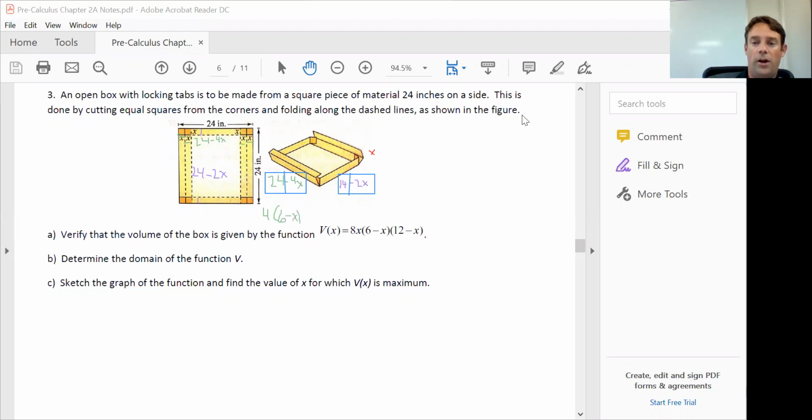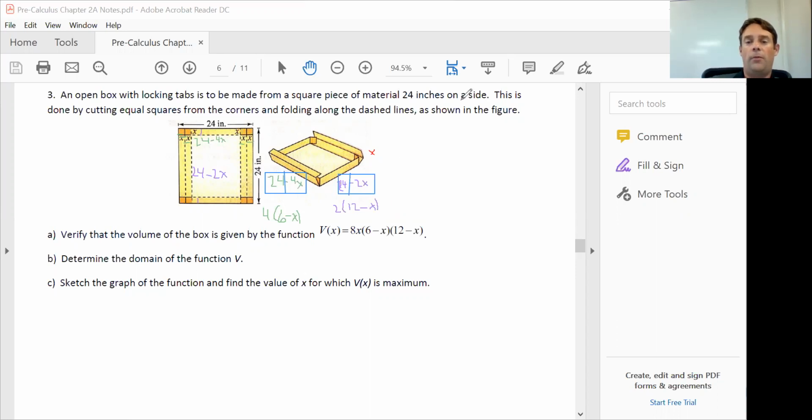If I pull a 2 out of here, it looks like I have a 7 minus x. I lied. That's a 24. Looks like I have a 12 minus x. My 24 didn't really come out real well, did it? So 12 minus x.